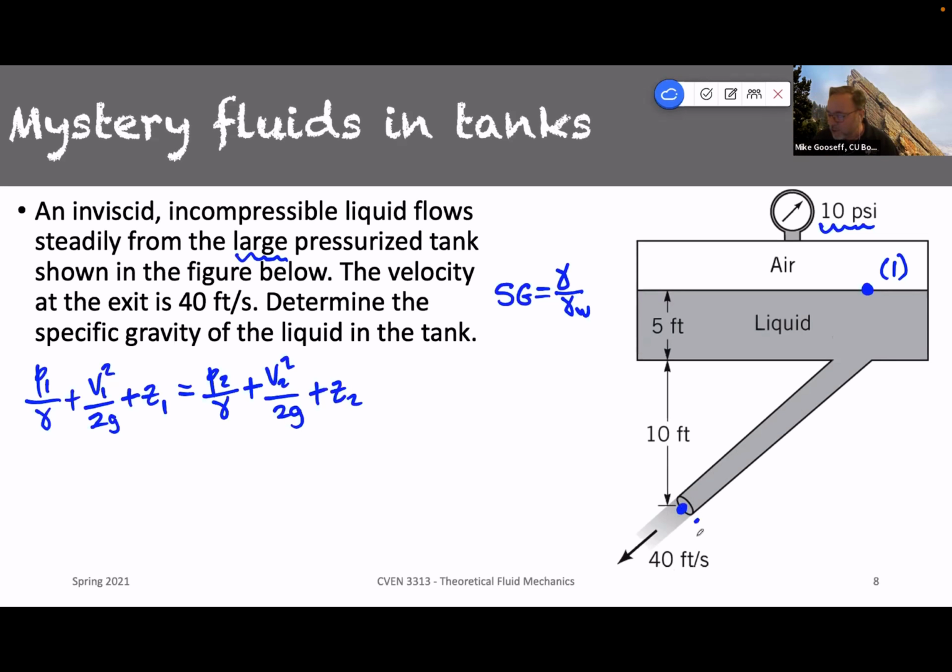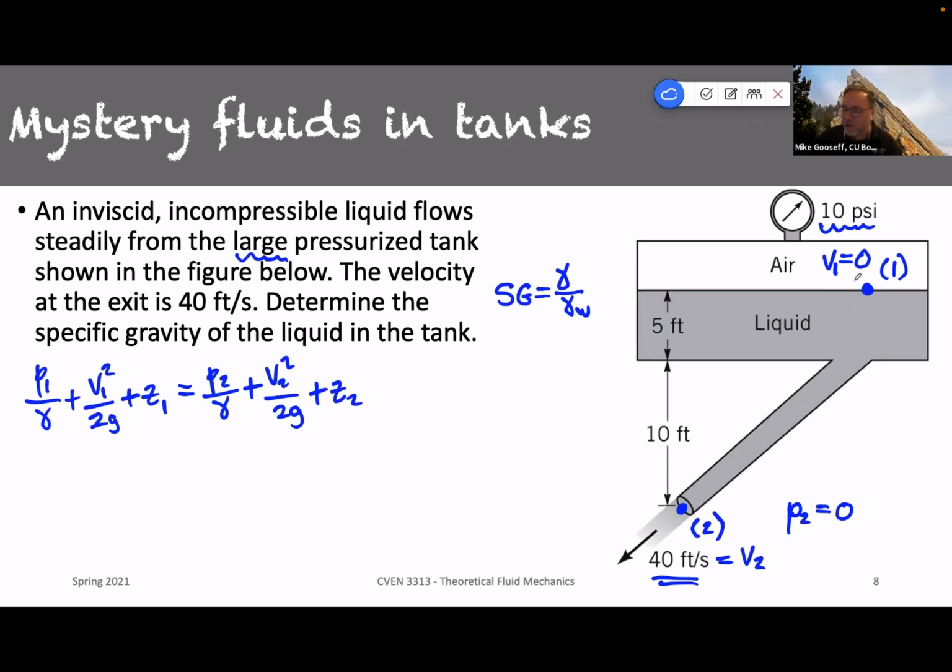Location number 2, I'm going to put right here at the exit of this pipe. The reason is, one, we're given a V2 here, so V2 just equals V2. The other simplification that we talked about last Thursday applies here as well: P2 is also equal to 0 because this is jetting out to the atmosphere. We also said earlier, though I didn't write it in, that V1 is equal to 0.